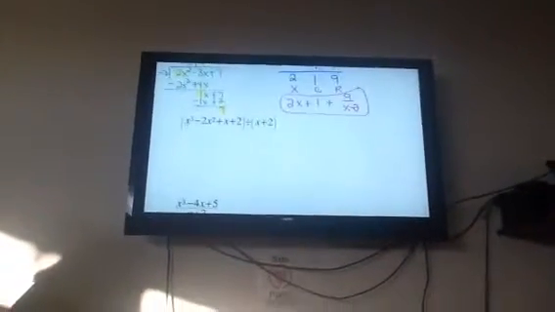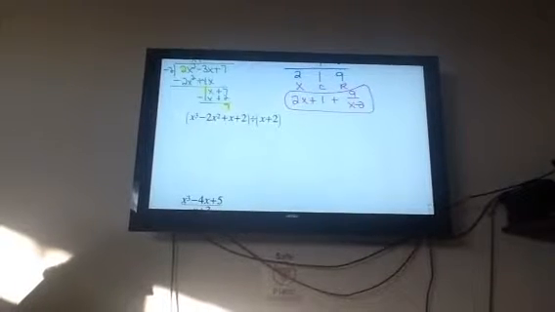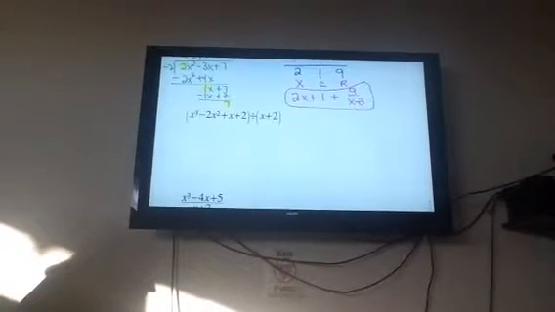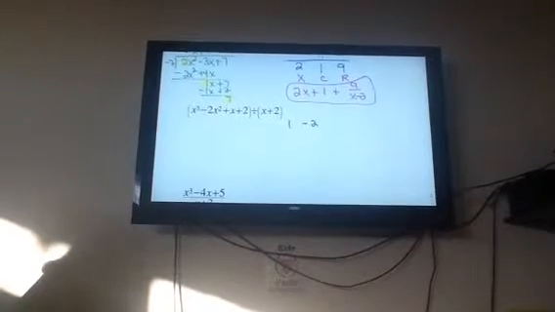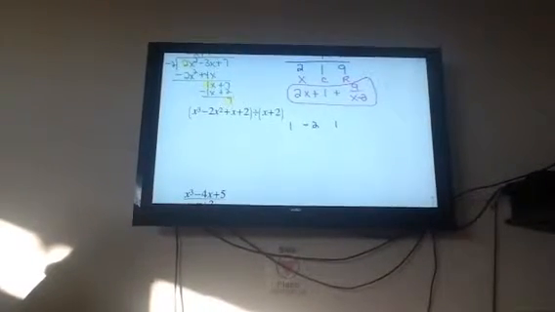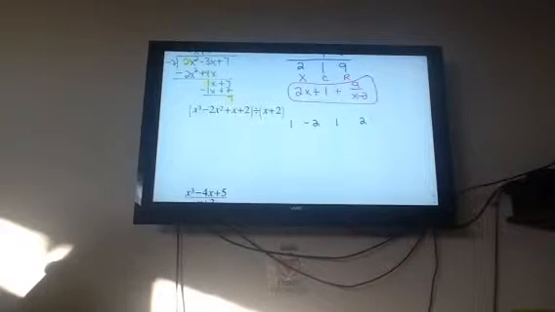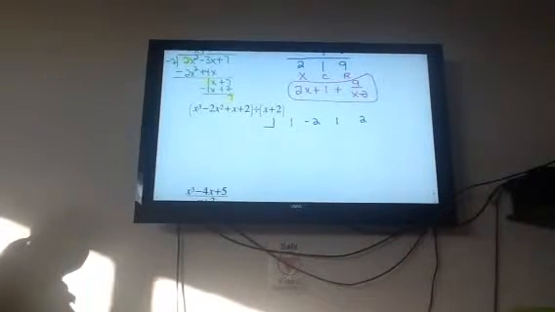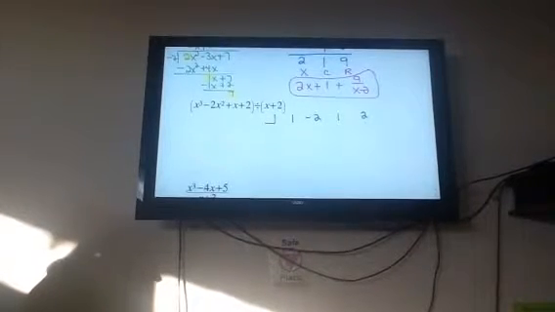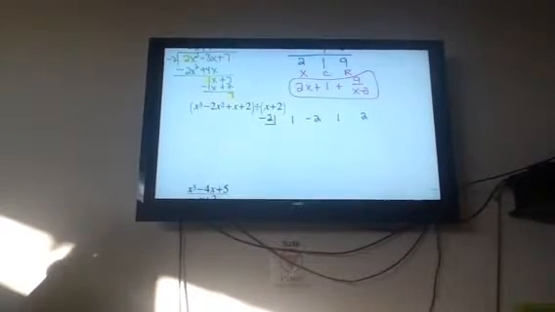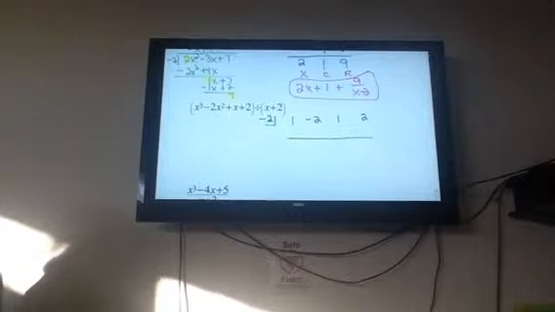Okay, so in our next one, we'll set this up. We have a 1 understood on x to the third. We have negative 2x squared, a 1x, and a positive 2 for my constant. I'm dividing by x plus 2. So in my little box, I'm going to put minus 2. Leave a little space.